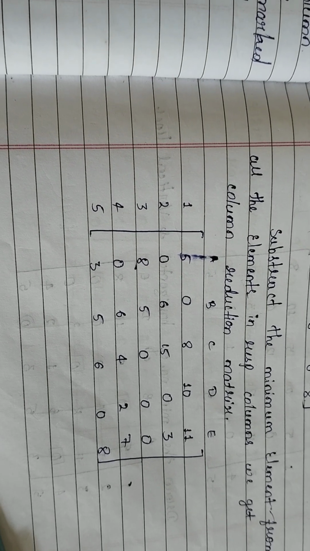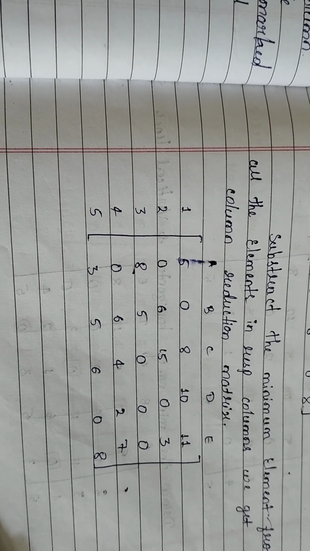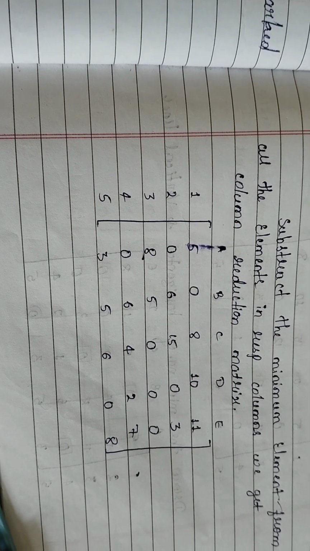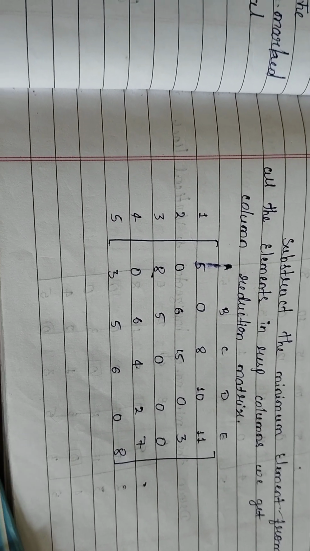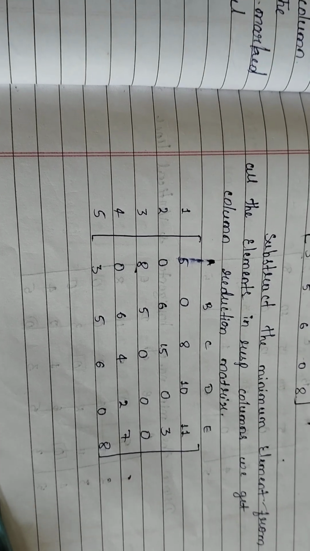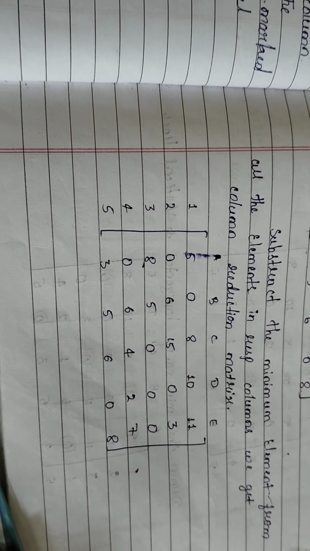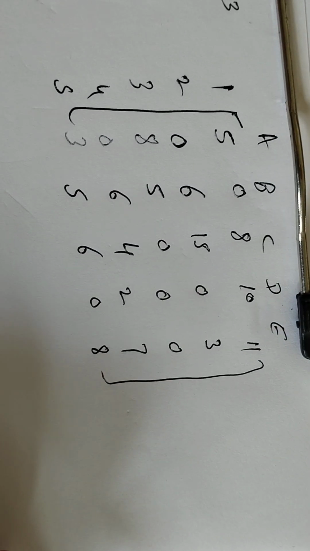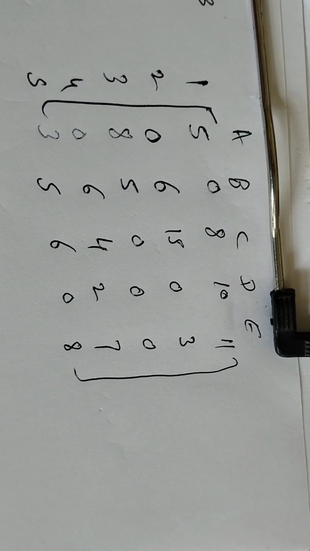0 6 5 6 5, 8 15 0 4 6, 10 0 0 2 0, 11 3 0 7 8. So this is the table after the row reduction and the column reduction.